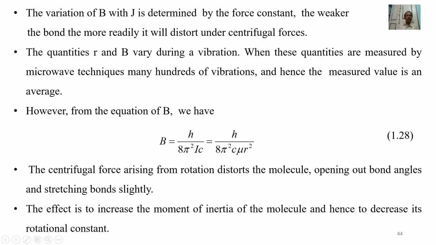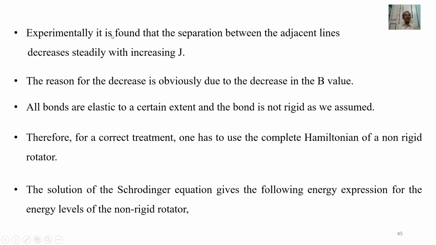However, from the equation B, we have B equals h divided by 8 pi squared I c, and I can be replaced by mu r squared. The centrifugal force arising from rotation distorts the molecule, opening out the bond angles and stretching bonds slightly. The effect is to increase the moment of inertia of the molecule and hence to decrease its rotational constant. Experimentally, it is found that the separation between the adjacent lines decreases steadily with increasing J. The reason for the decrease is obviously due to the decrease in the B value.